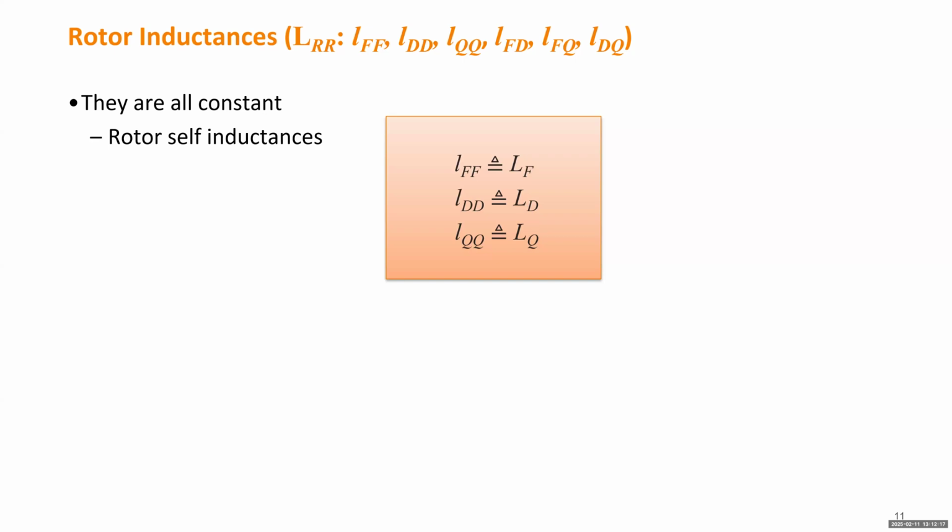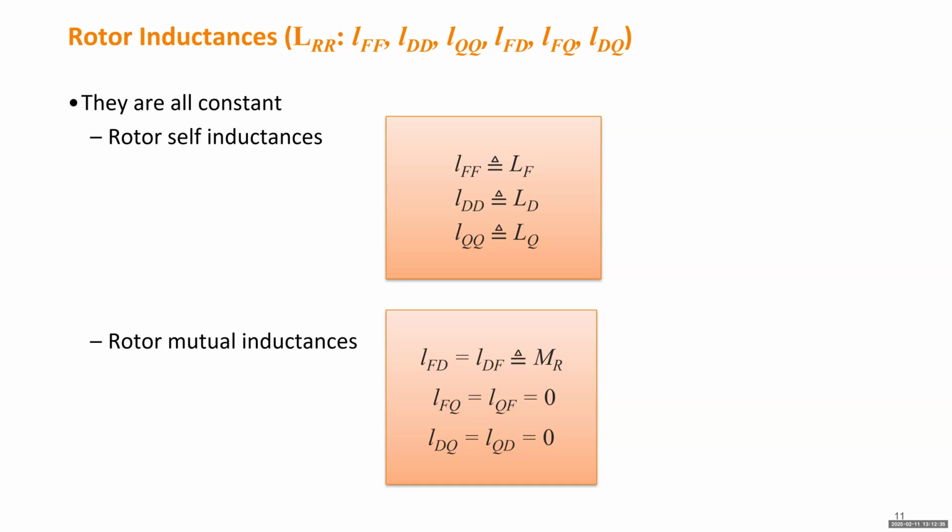We just make it simple. We use a lowercase l to indicate this could be a time-invariant function, but now you call it a capital L_F, capital L_D, capital L_Q, because those are just self inductances of the rotor. Then there are also mutual inductances, which are the off-diagonal elements on the last block, such as L_FD, L_DF. Because it's mutual, we just use the letter M. We call it M_R, which means mutual inductance in the rotor.